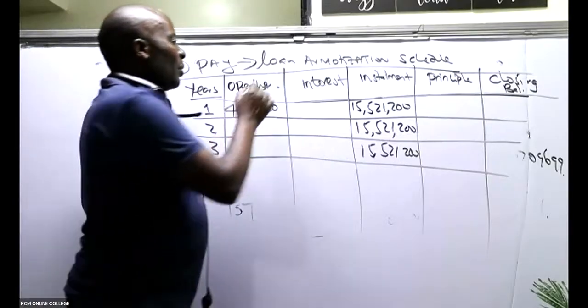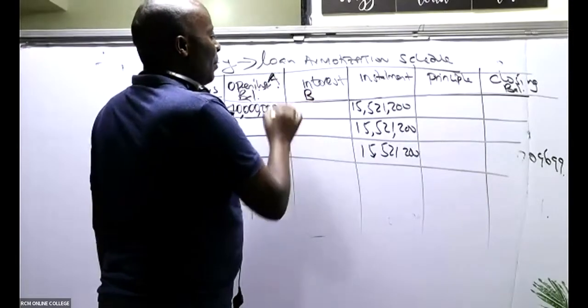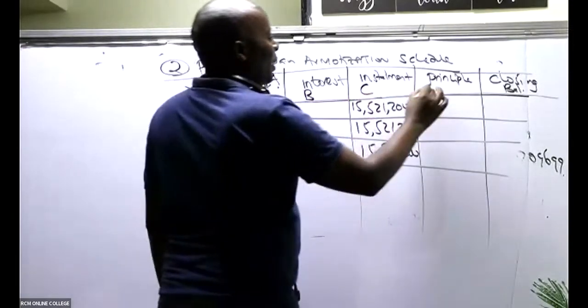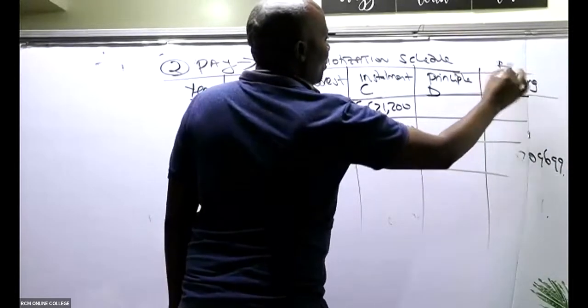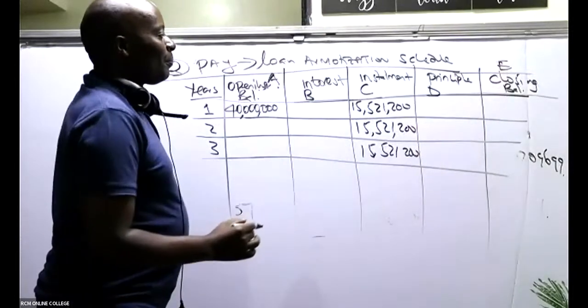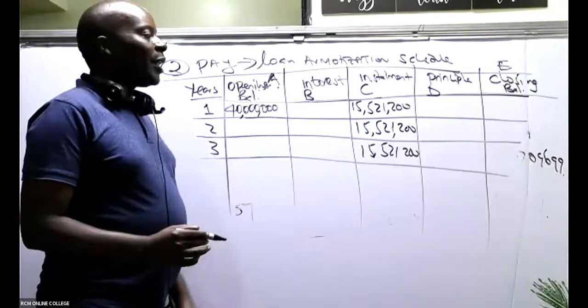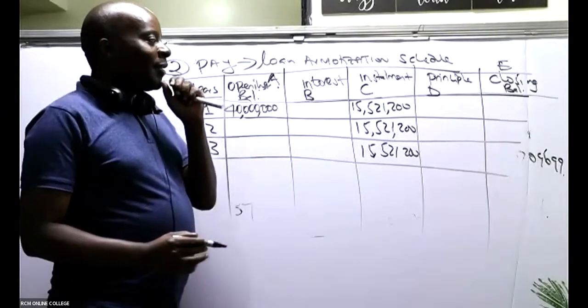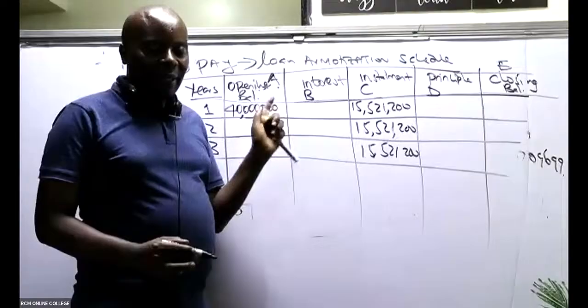So remember, this is our column A. This is our column B. This is our column C. This is our column D. And this will always be our column E. So before I continue, I would want to know whether you guys have been able to draw this skeleton.